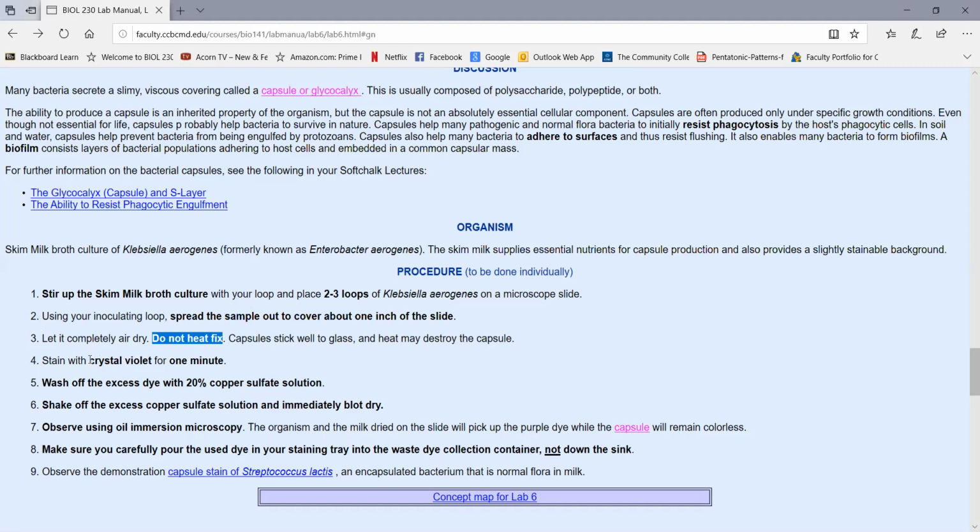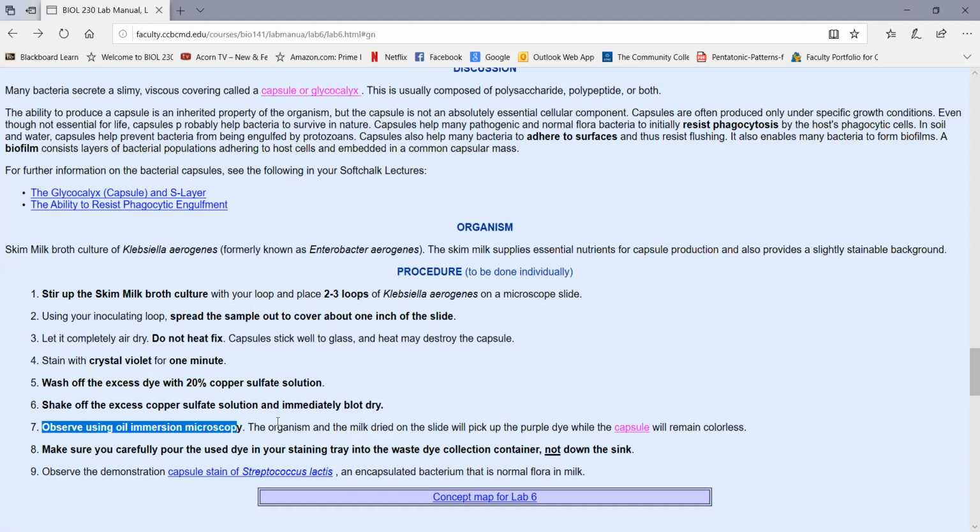You're simply then going to stain it with crystal violet for 1 minute, but we're not going to wash off the crystal violet with water. Rather, we're going to wash off the excess crystal violet with 20% copper sulfate solution. So you're going to let that run down over the smear until the purple stops running off. Then shake off the excess copper sulfate solution, put it in your book of blotting paper and blot dry, and observe using oil immersion microscopy.